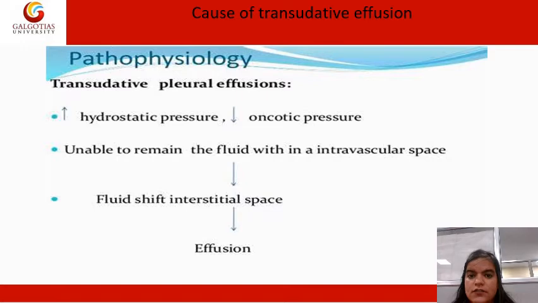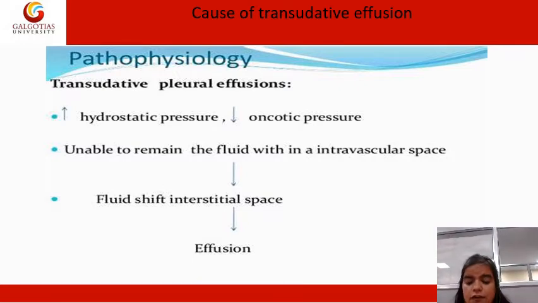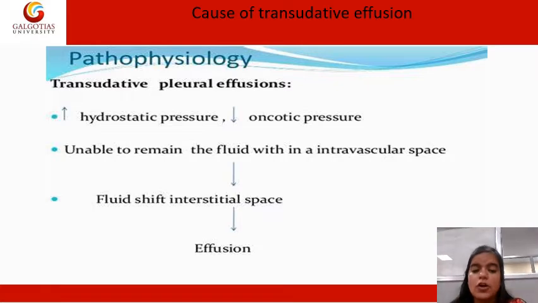Now, let's talk about the causes of transudative effusion. As I said, the hydrostatic pressure increases and the oncotic pressure decreases, so the body is unable to retain the fluid within the intravascular space. The fluid shifts to the interstitial space and results in effusion. So when there is low protein in your body and the hydrostatic pressure is very high, that causes accumulation of fluid. So that's how the effusion increases.